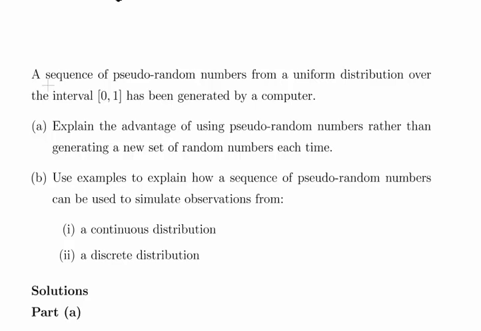In this presentation, we're going to look at random number generation, which is a sort of introduction in itself to Monte Carlo simulation and stuff like that. A sequence of pseudo-random numbers from a uniform distribution over the interval 0 to 1. Now, this is quite frequently used. In fact, it's one of the fundamental building blocks of this subject area.